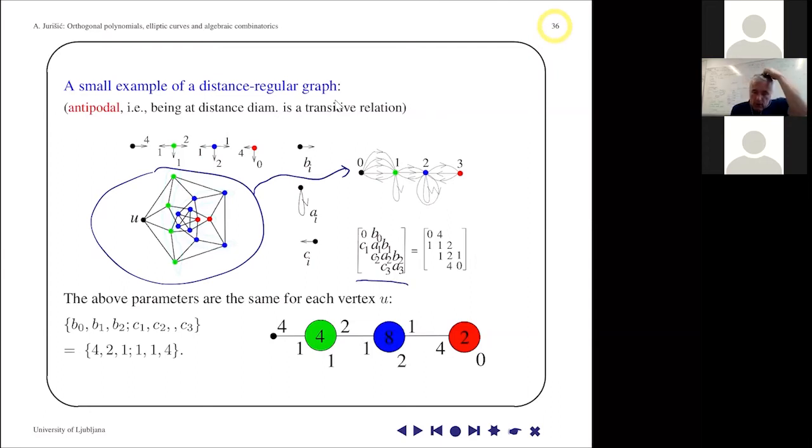Okay, so in particular here, this example, the Petersen graph, is actually also antipodal, but the size of the antipodal classes is more than 2. So in particular, when we start with v, these two red vertices that are at distance 3 from v also have to be pairwise at distance 3.